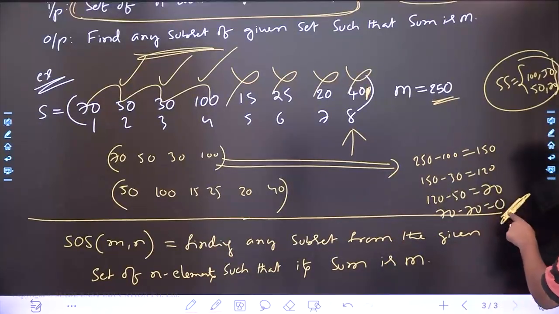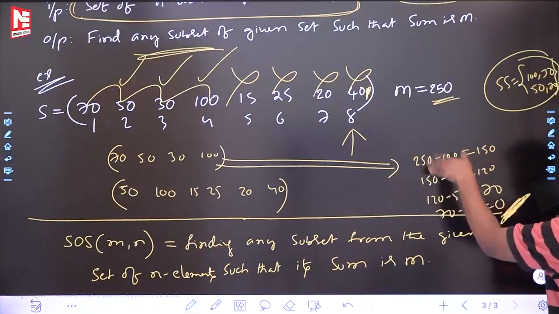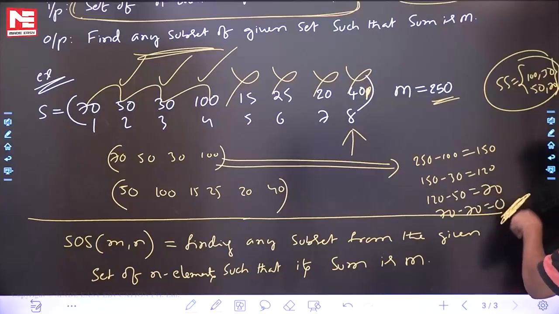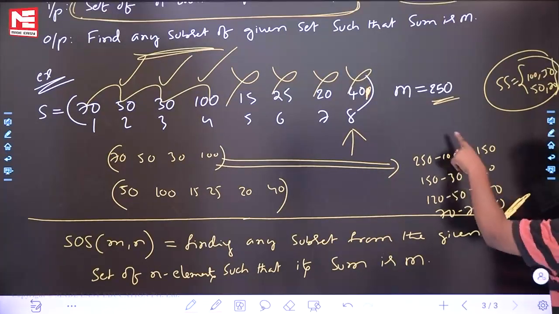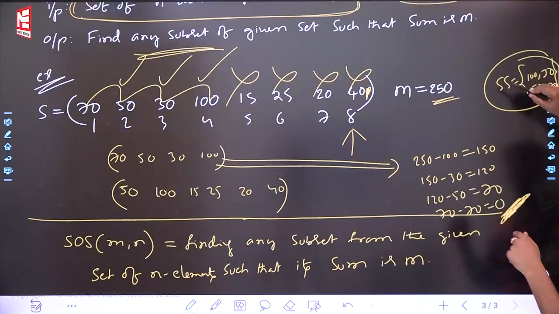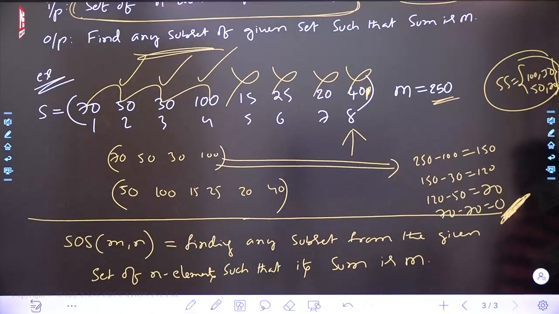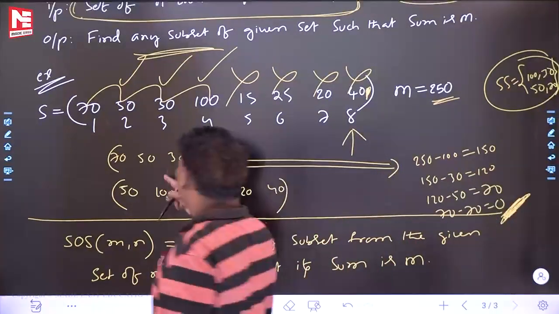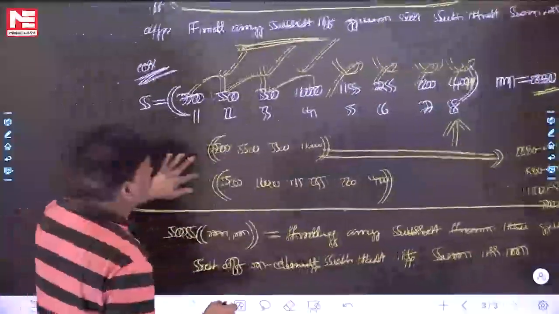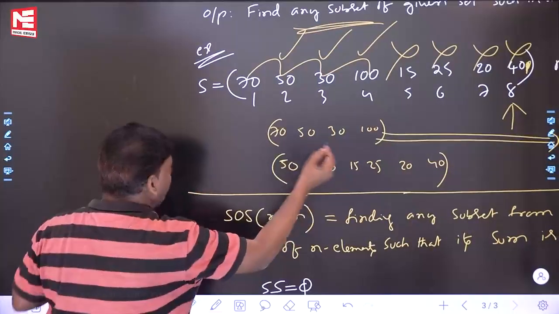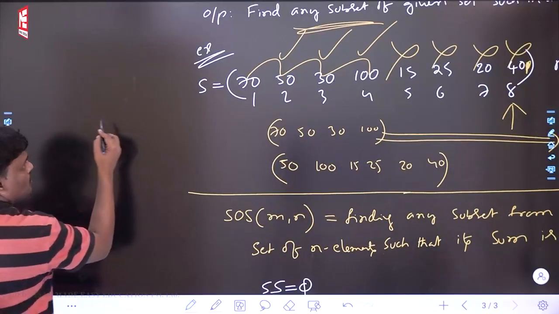So m value 0 means what? By subtracting a few numbers from m, finally it became 0. What is the meaning? The numbers which you subtracted, if you add all of them, the value becomes 250. This is one path, right? So 2 power n paths are there. Some people are asking, sir, how 2 power n paths? See, this may be the case. See this one.